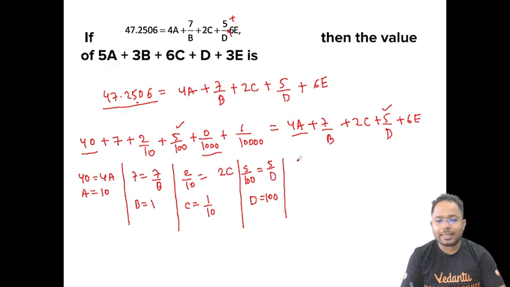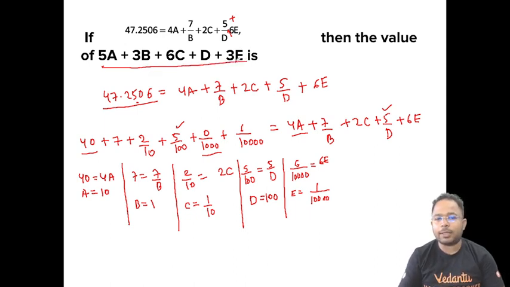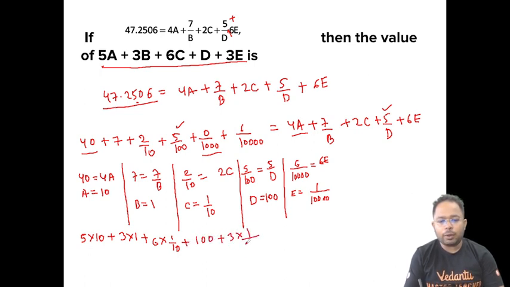Then comes 6 by 10,000 is equal to 6e. So e becomes 1 by 10,000. Okay. So now as we have understood the values of a, b, c, d and e, we can just put them. 5a, 5 into 10 plus 3 into 1 plus 6 into 1 by 10 plus 100 plus 3 into 1 by 10,000.